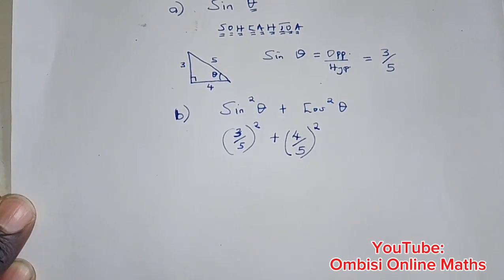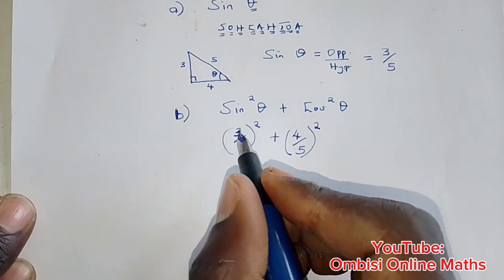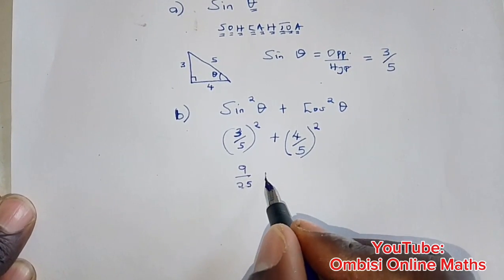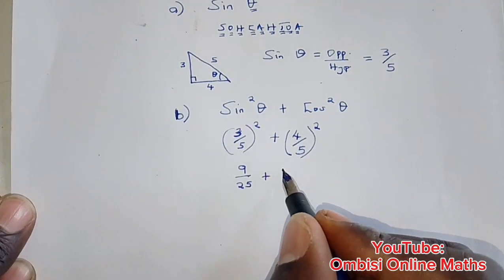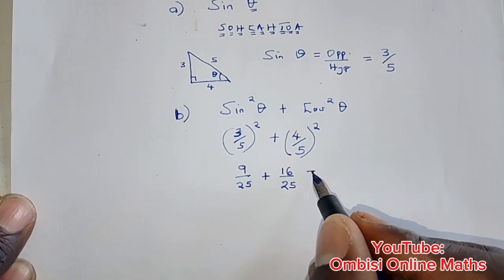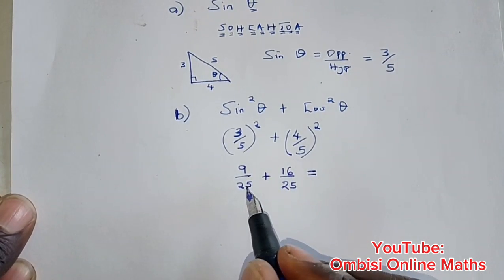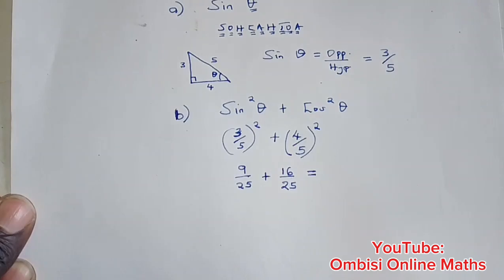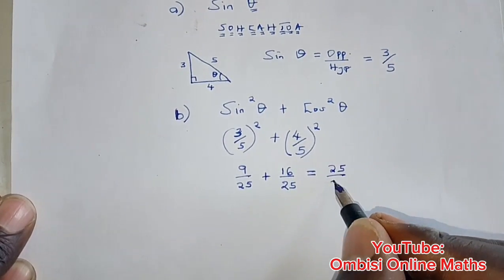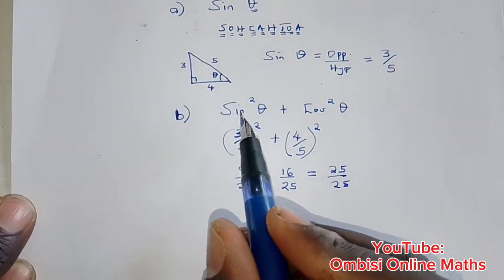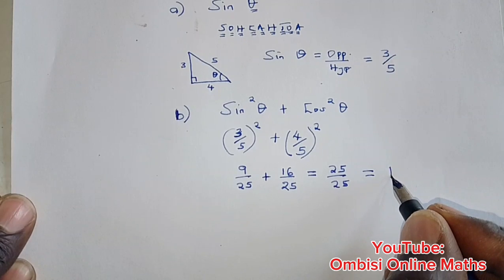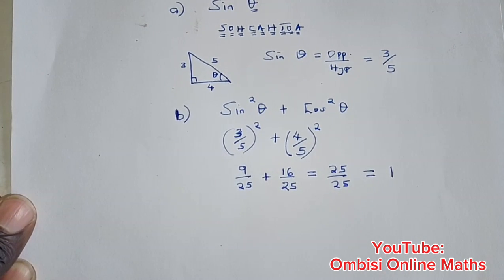Then you square. Now, if you take 3/5 squared, you are going to get 9 all over 25, plus 4/5 squared, which is going to be 16 all over 25. So if you add fractions when the denominators are equal, you just add the numerators. So 9 plus 16 gives us 25 all over 25. So it means that the sine squared of theta plus the cos squared of theta equals 1. And that's how you do that particular sum.